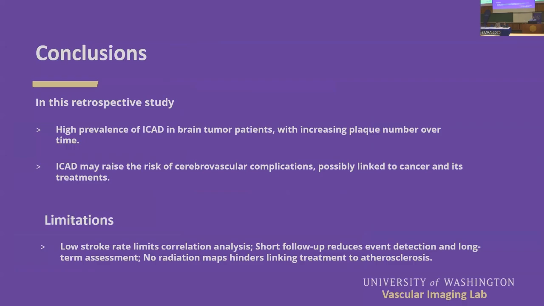So in summary, there is a high prevalence of atherosclerosis in these brain tumor patients, and there is some increase in this descriptive analysis over time. In addition, we still have to look a little further in terms of evaluating how important a factor this is in cancer patients and how it affects their survival and potential risk of morbidity. Thank you so much.